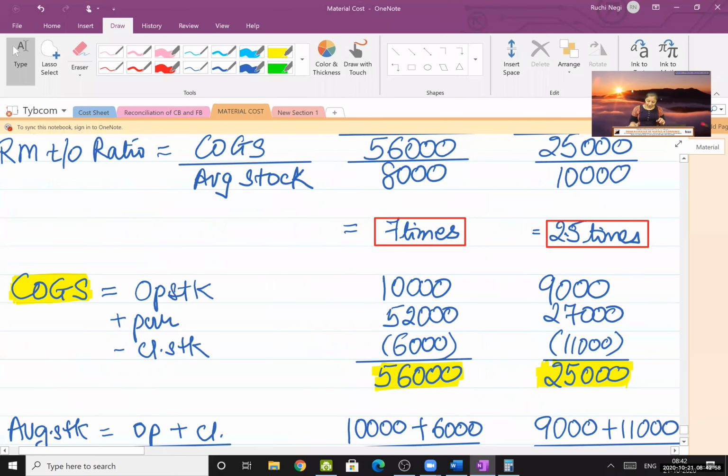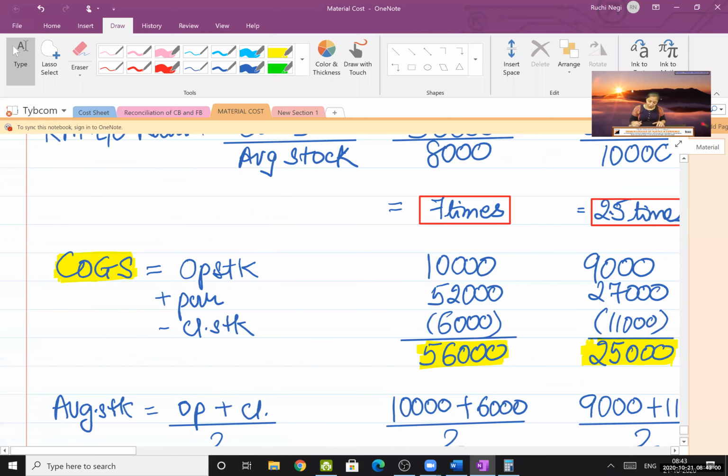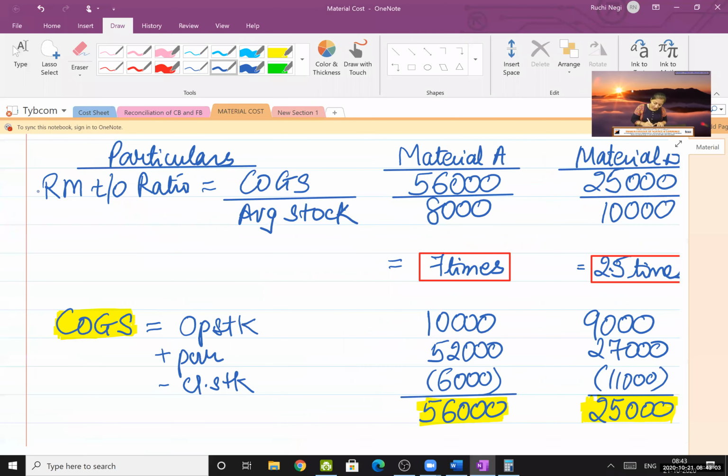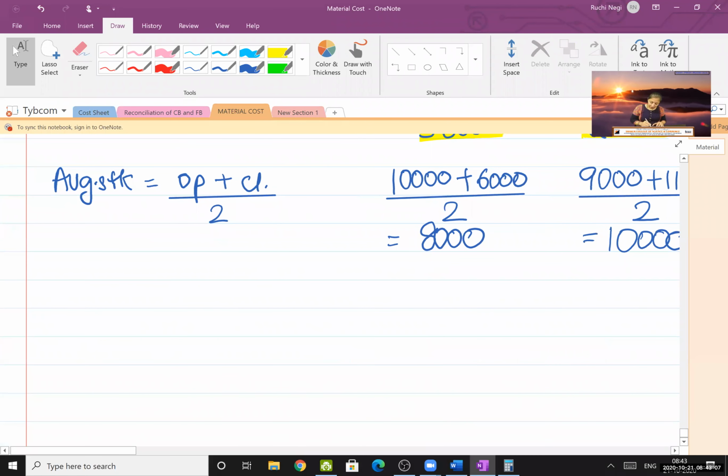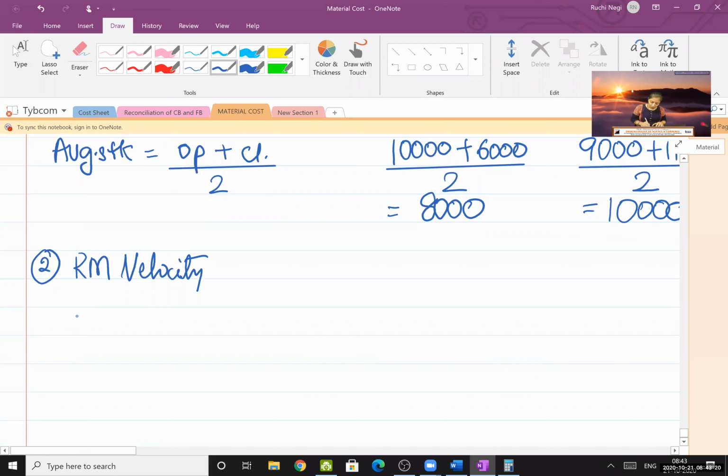But what did I tell you? We will calculate on the basis of what? Velocity. Okay. So I'm writing here 1 and then I'm writing here 2. Now let me calculate stock velocity. I mean raw material velocity. Raw material velocity. Okay. So I'm writing the formula here.